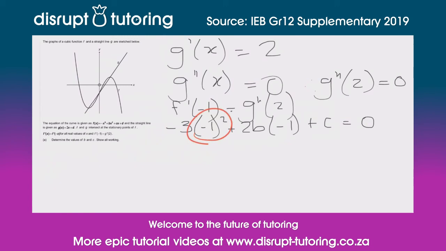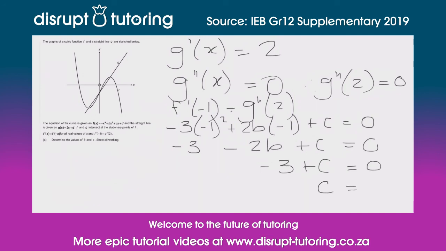I'm just giving myself some space. Right, so I'm going to square out that bracket over there, and that's going to give me minus 3 times 1, which would give me minus 3. And then that's going to give me minus 2b plus c equals 0. We know that b is equal to 0, so this term over here will become 0. So we'll be left with minus 3 plus c equals 0. When we carry that negative 3 across, it becomes a positive, and therefore we know that b equals 0 and c equals 3. And that's it from me.